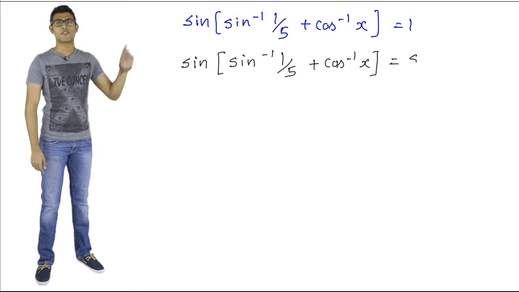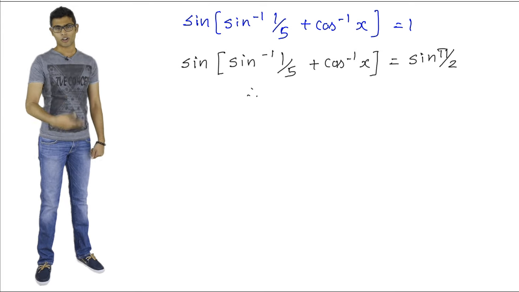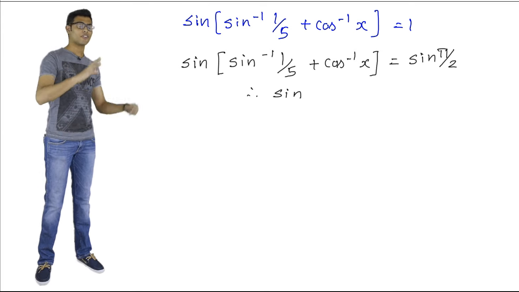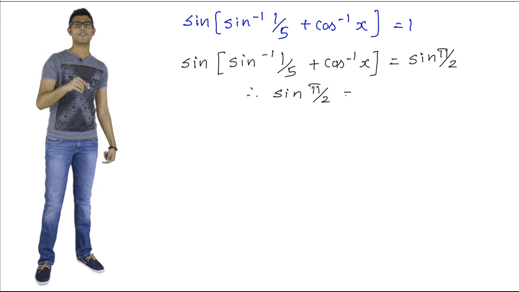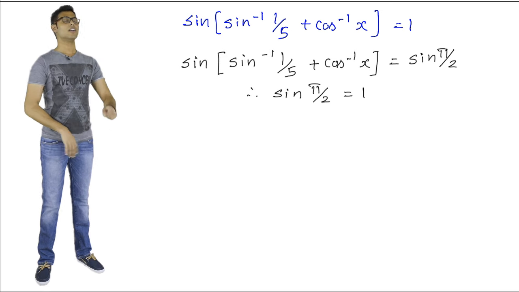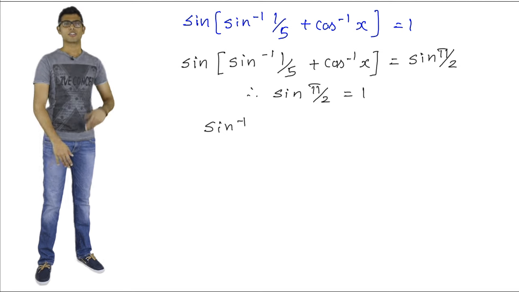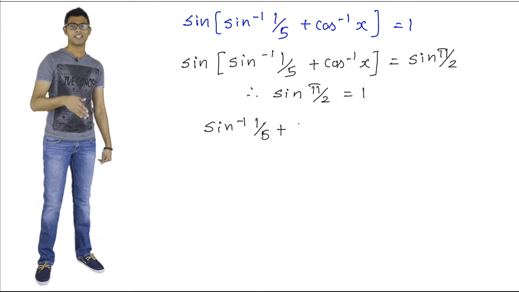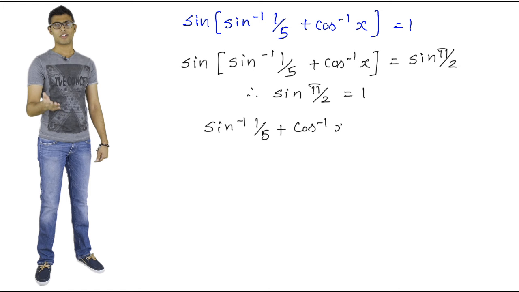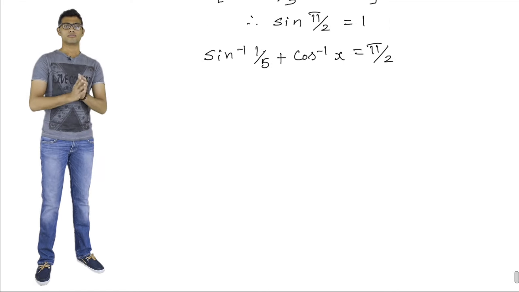What we're going to do is first take 1 as sine of pi by 2. What is sine of pi by 2? It is 1, obviously. So now we have sine inverse of 1 by 5 plus cos inverse of x equal to sine of pi by 2, right? Now we're going to cancel the sine from the LHS and the sine from the RHS. So now we have sine inverse of 1 by 5 plus cos inverse of x equals pi by 2. Easy till now.